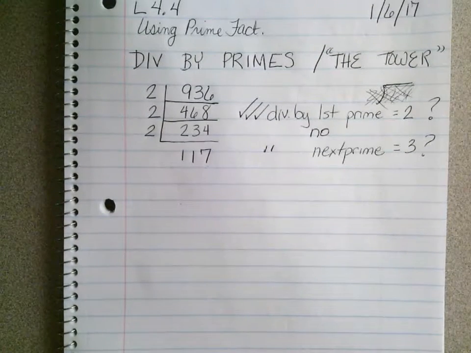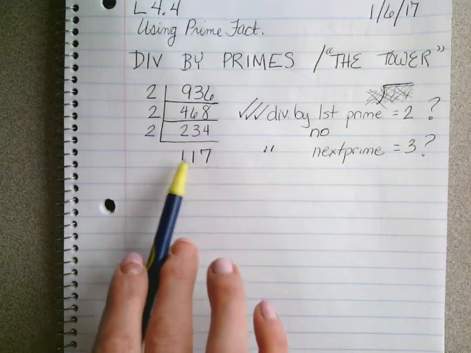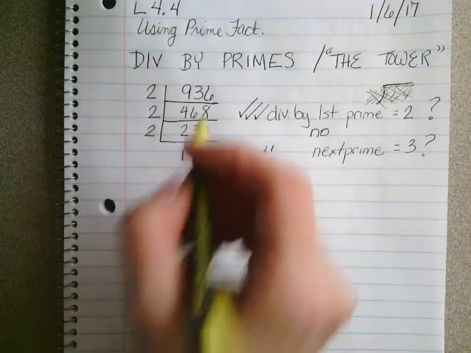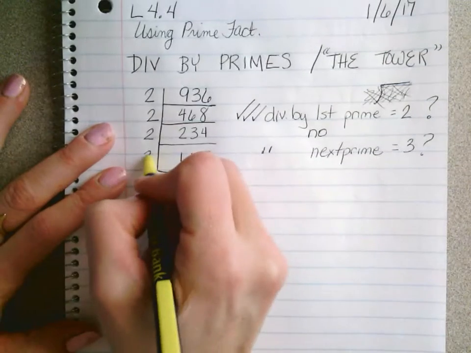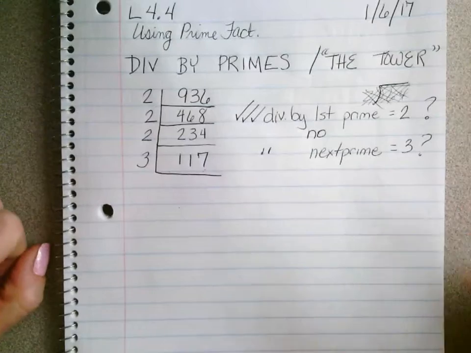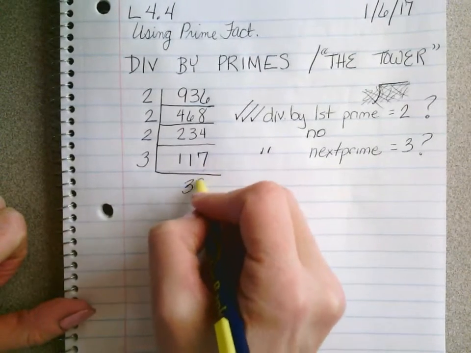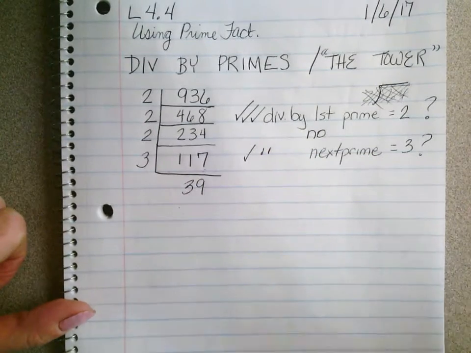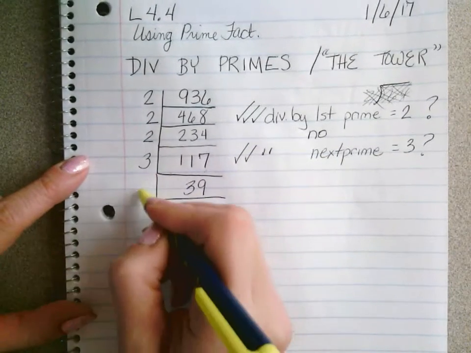How can you tell if this is divisible by 3? Do you guys remember that little rule? The sum of the digits, 7 plus 1 plus 1, if that is divisible by 3, then it is. So yes, it is, because 9 is divisible by 3. Okay? So 117 divided by 3, 39? Is it still divisible by 3? Uh-huh. Boom, boom.